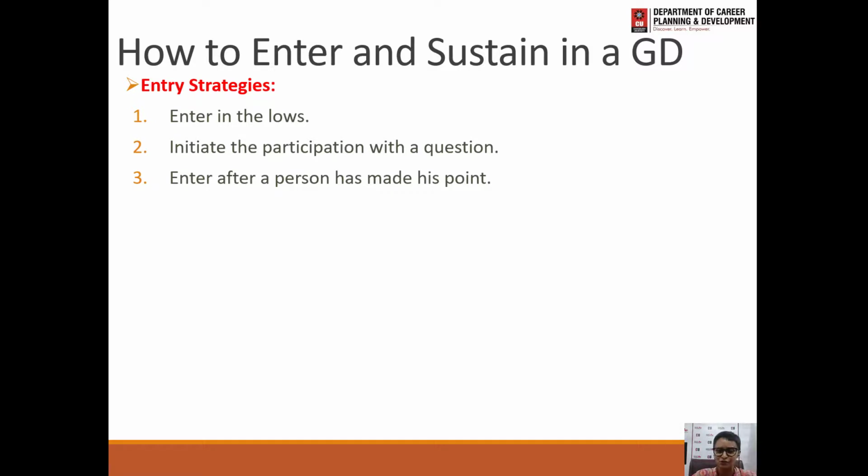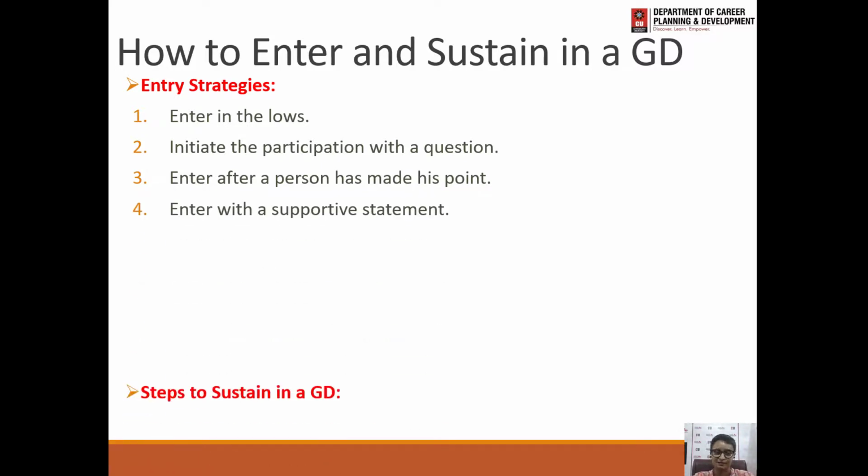In addition to this, I totally agree with the idea shared by my fellow member, and I would like to add to this point, and then you put your idea in front of the interviewer. Enter with a supportive statement. Always use some supportive statement for the point that you are going to make. Now, let's have a look at that.